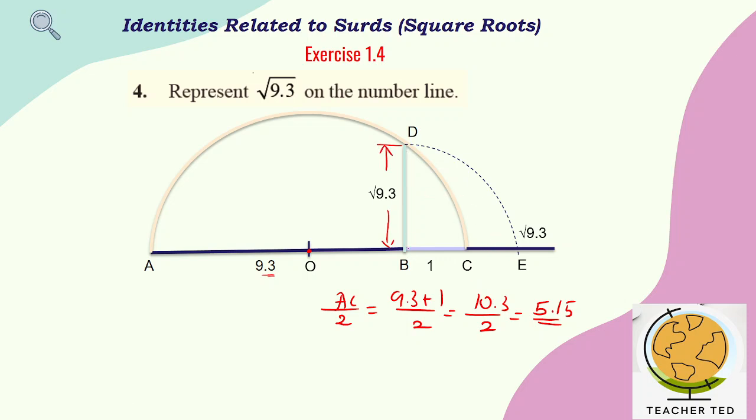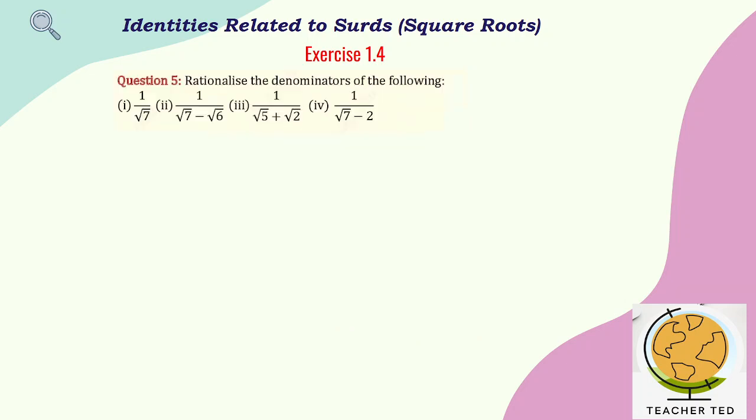To represent it on the number line, from B, with radius BD, draw an arc which cuts the number line at E. So this gives root 9.3 on the number line. I think all of you understood this. If you don't understand, just leave a comment and I'll try to explain once again. Thank you.